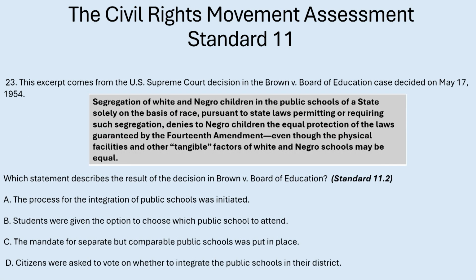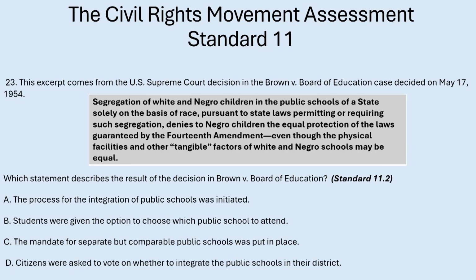All right, this excerpt comes from the U.S. Supreme Court decision in Brown v. Board of Education, a case decided on May 17, 1954. What we already know about Brown, based on the overview and the fact list, is that it ended the separate but equal doctrine. Which statement describes the result of the Brown v. Board of Education decision? Once again, if we know what Brown does, this doesn't matter so much, and we can answer this question without having to worry about the 14th Amendment here. A, the process for integration of public schools was initiated.